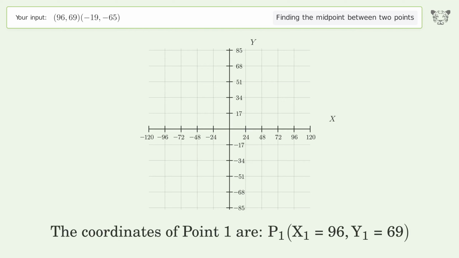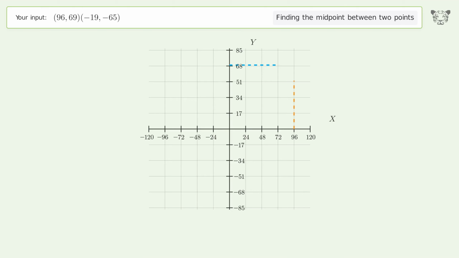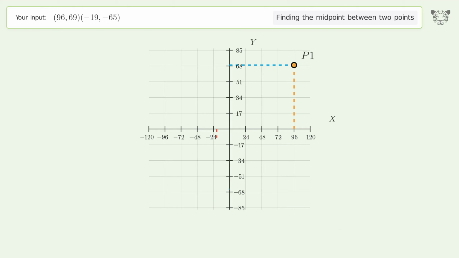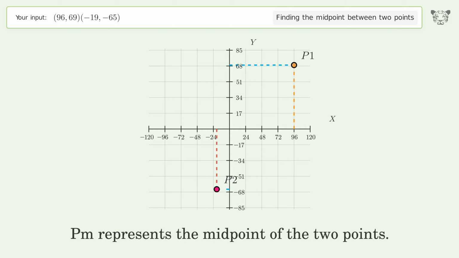The coordinates of point 1 are, x1 equals 96, y1 equals 69. The coordinates of point 2 are, x2 equals negative 19, y2 equals negative 65. PM represents the midpoint of the 2 points.